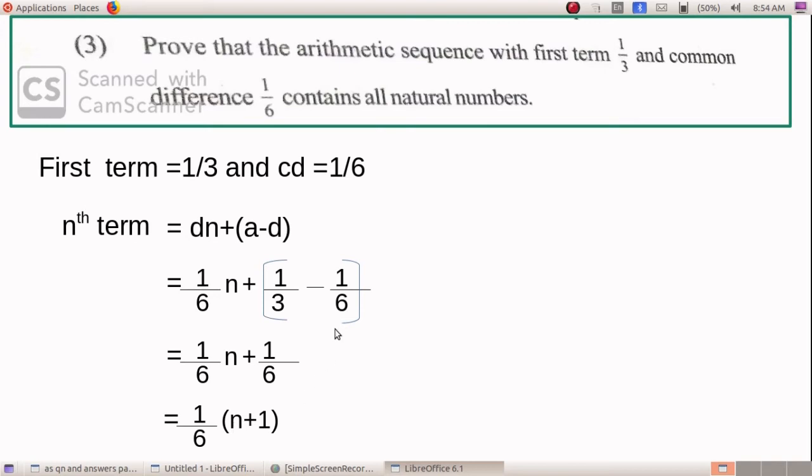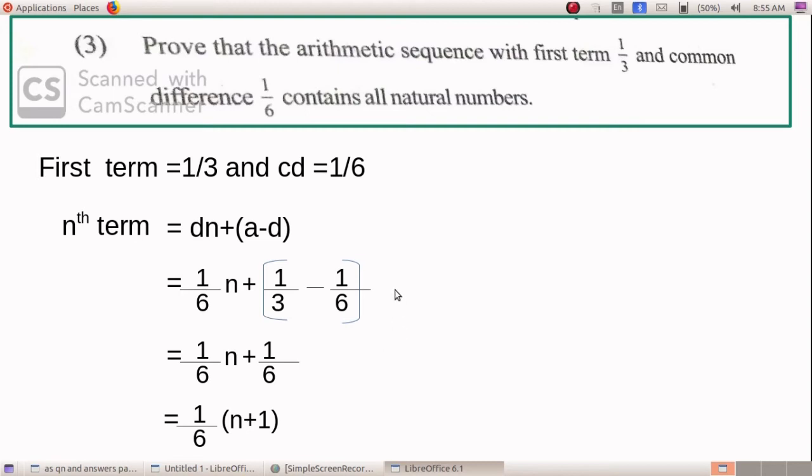As n varies over natural numbers, n plus 1 gives all multiples of 6 every now and then. When it is divided by 6, we will get all natural numbers. You follow? As n varies, that is when n is substituted as 1, 2, 3, 4, 5, we will get 1, 5, 6, 7, 8 and so on. As n varies, n plus 1 gives all multiples of 6. When those multiples are divided by 6, we will get all natural numbers.